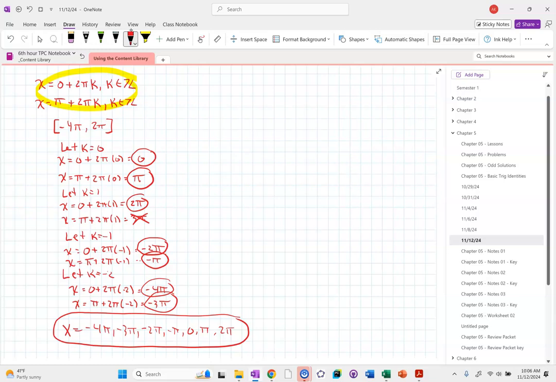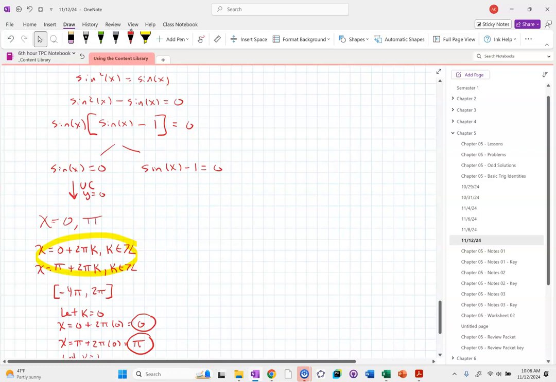But guess what? We're not done. We still have another half of an equation to solve, remember? If we go back here, we still haven't solved sine x minus 1 equals 0.